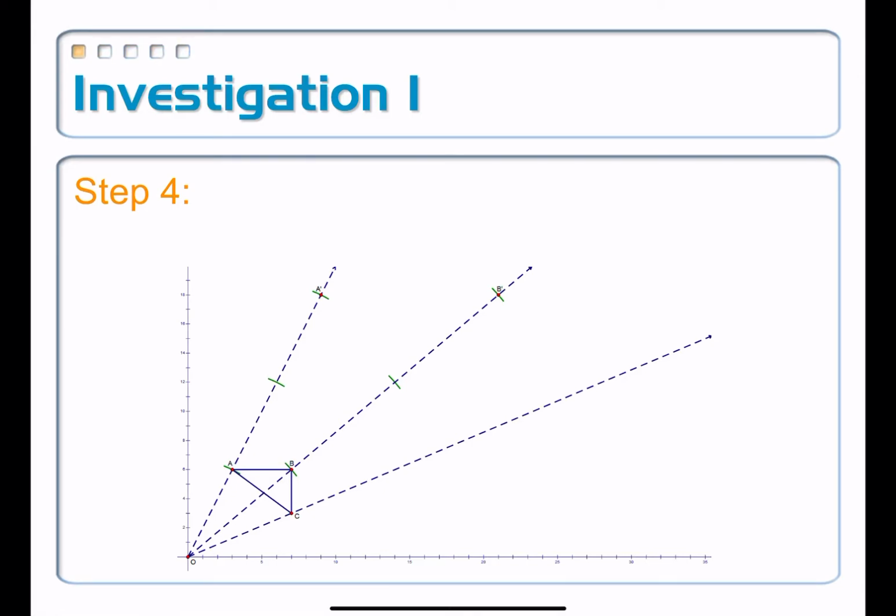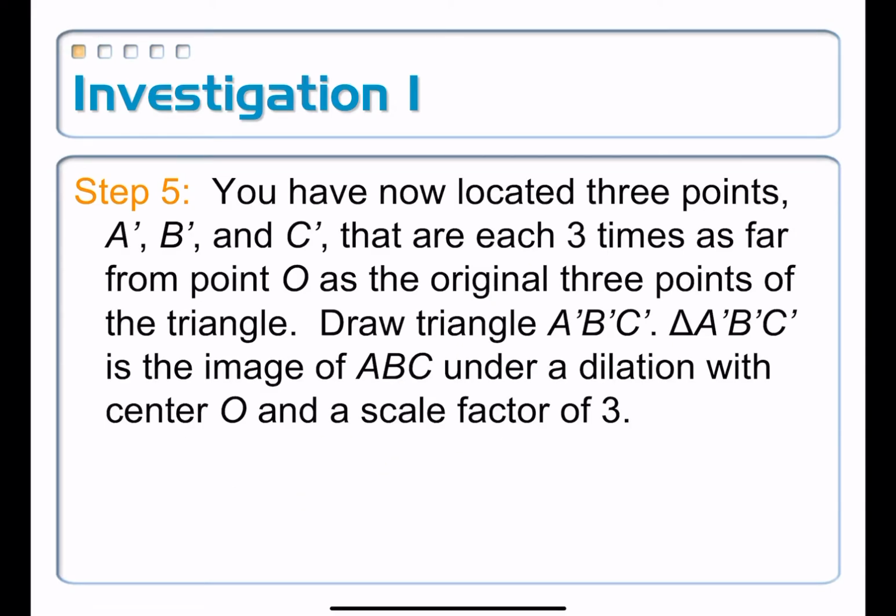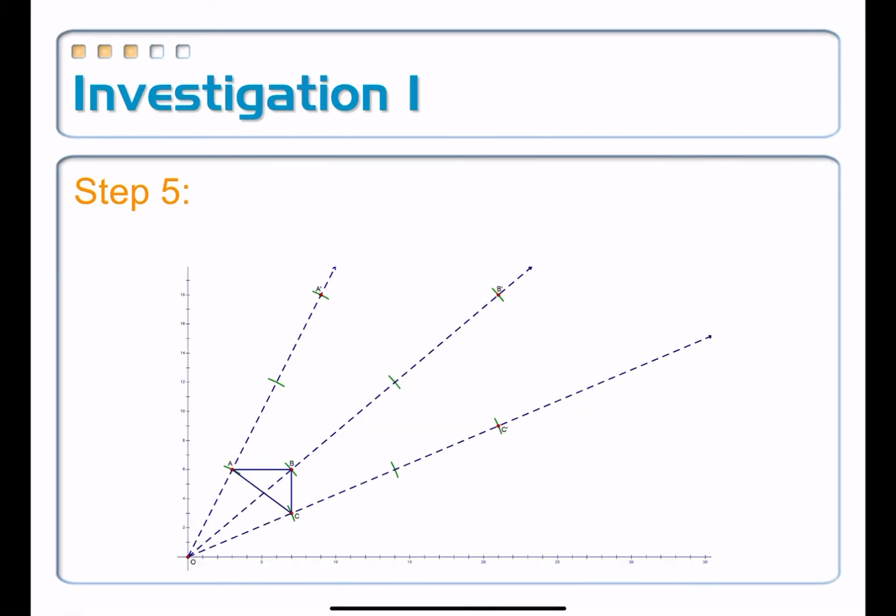And now you've got 1 more to do. So take your compass, measure the distance from O to C, transfer that distance 2 more times along that light ray, so we get point C prime. That's 3 times as far away from O as it is to C. All right, and then when we are done, that's the location of where C prime should be. And then, of course, you want to connect each one of your points. And we have just dilated our triangle by a scale factor of 3.